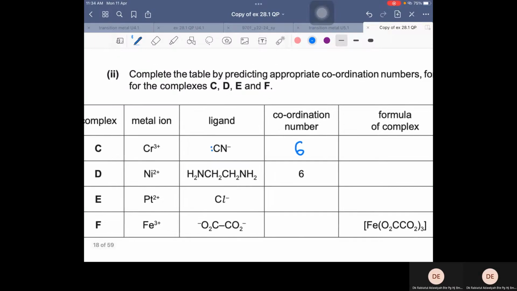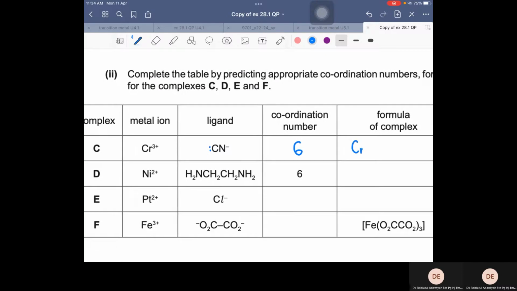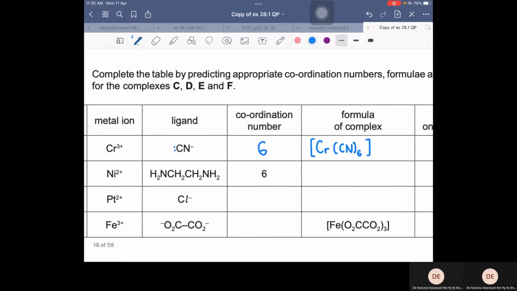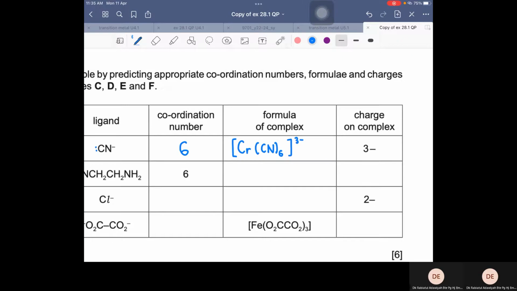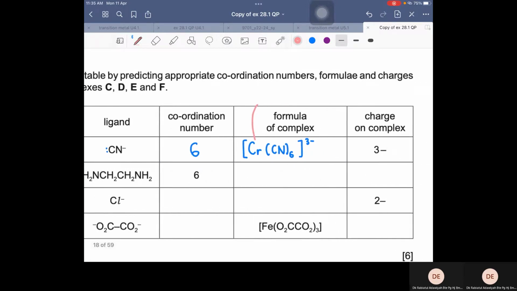Okay, how to write down the formula of the complex with the chromium ion. And then there are 6 cyanide ions. We need to work out the overall charge. The overall charge is given as 3 minus. However, we must also check if our formula is correct or not. Okay, so how do we check that? By checking the oxidation state or the oxidation number. Chromium is +3 as given.